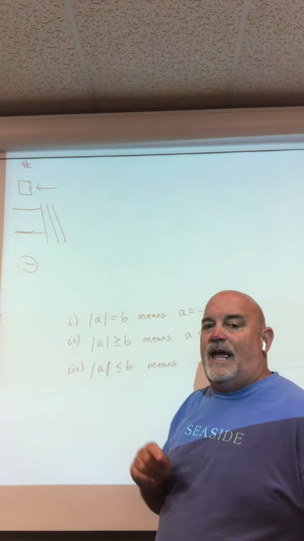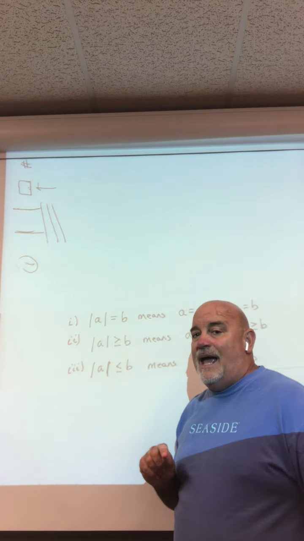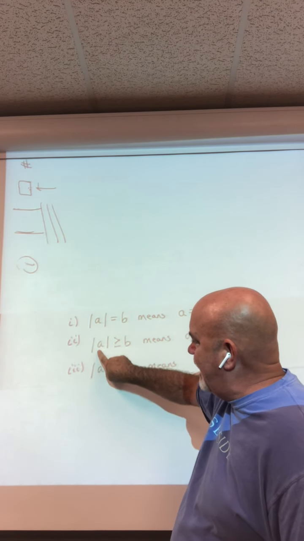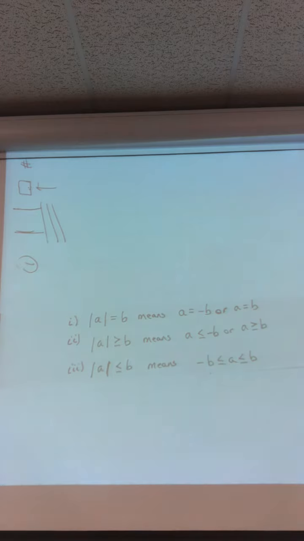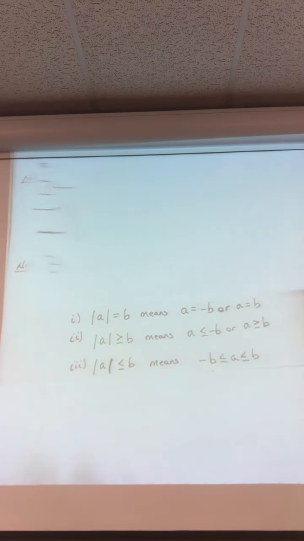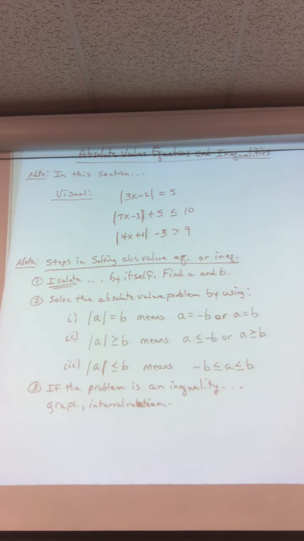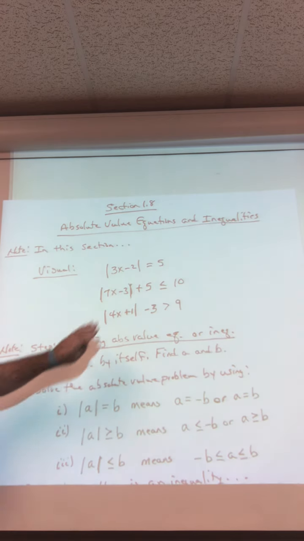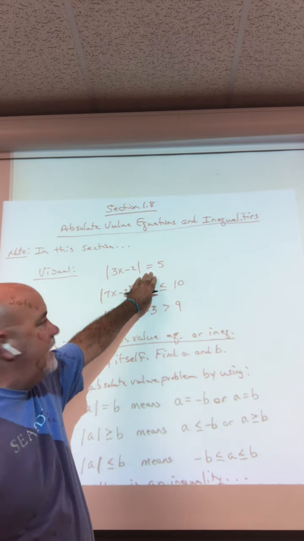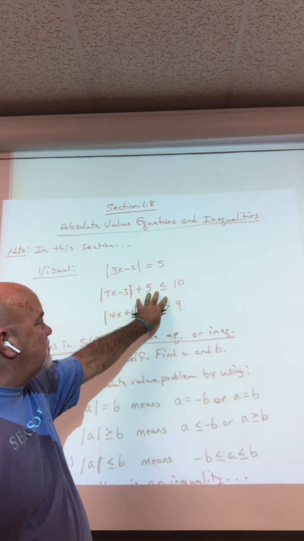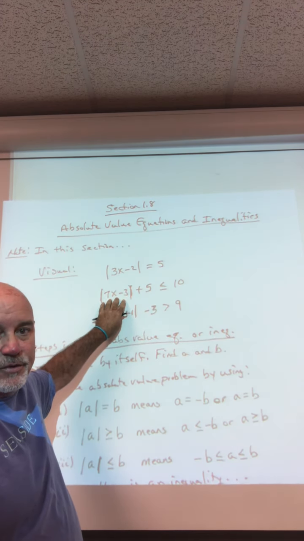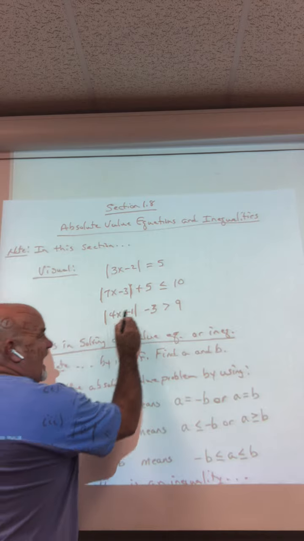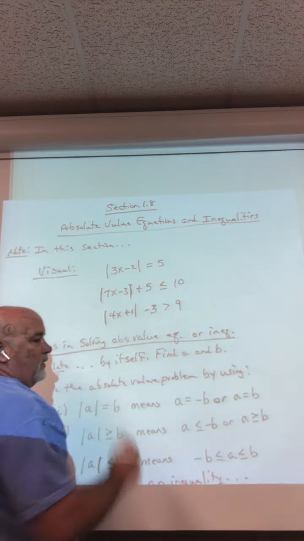Well, let's talk about the little a and the little b first. When I ask you what is little a, it is whatever is inside the absolute value. For instance, go back to these 3 up here. In this problem right here, if I ask you what is A, it would be 3x minus 2. In this problem, what is A? 7x minus 3. In this problem right here, what is A? 4x plus 1. So A is everything that is inside the absolute value.